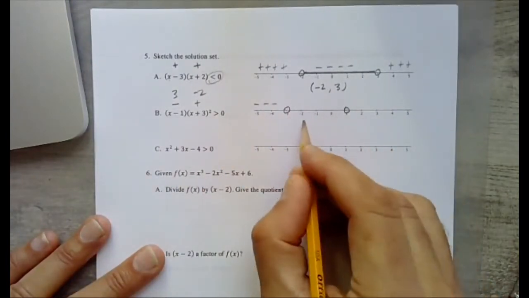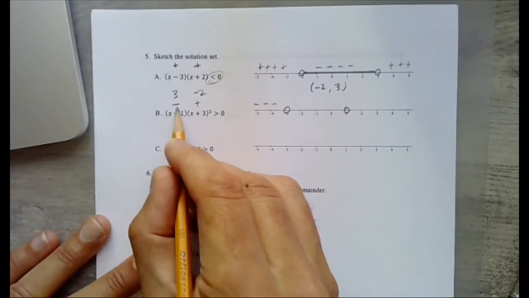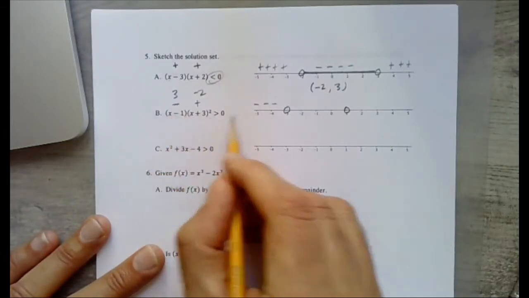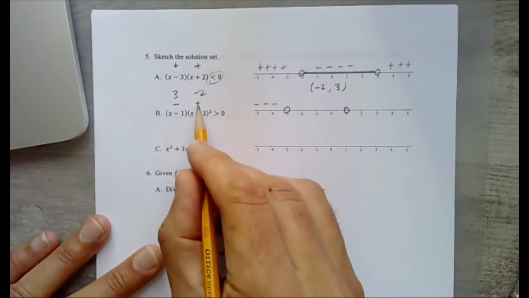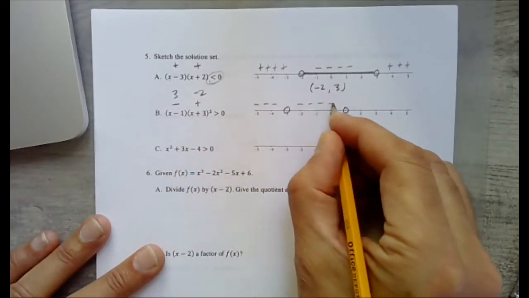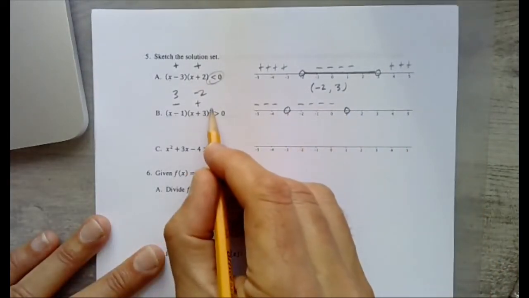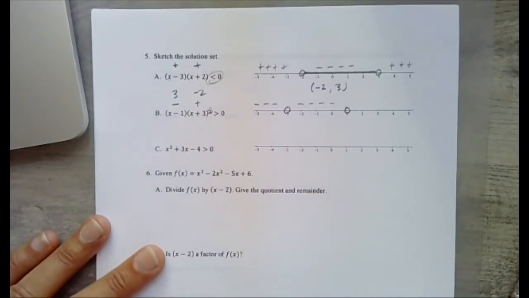Pick a number in between, like let's say negative 2. Negative 2 minus 1 is still negative. Negative 2 plus 3 is positive, and then square it and I've still got positive. So this is going to be negative still here. Right? And usually this doesn't happen where the sign doesn't change, but the reason that the sign doesn't change is because of the square there. Okay, remember this one has a double 0 at negative 3.